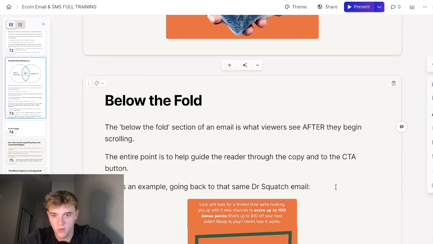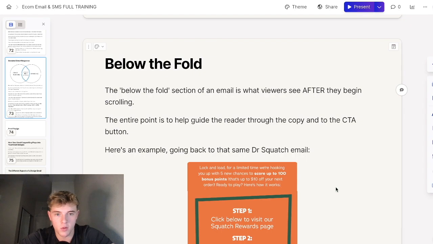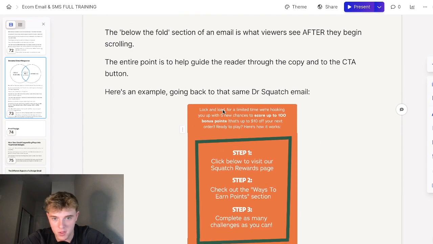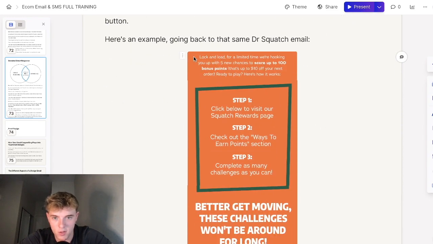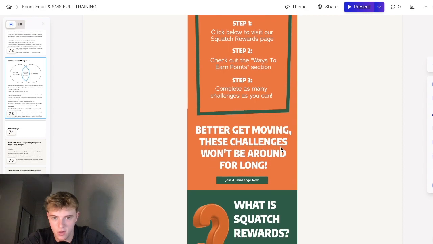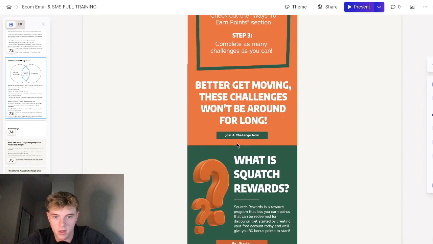Now, below the fold. The below the fold section of an email is what viewers see after they begin scrolling. The entire point of this is to help guide the reader through the copy and to the call to action. And then we're going to go back to an example from the same Dr. Squatch email. You can see the copy is very clean with some white space around it, very clearly laid out steps that they want you to do, and then just a basic subheadline and button.